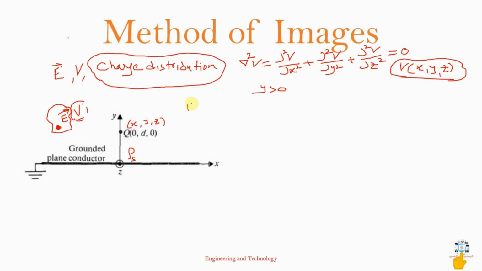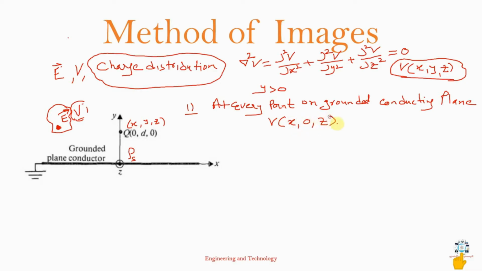The first condition is that at every point on the grounded conducting plane, the potential V at (x, 0, z) should be equal to 0. This is the first condition.